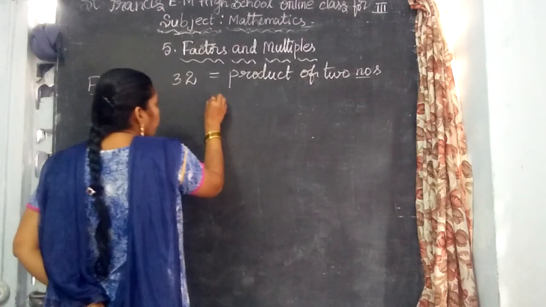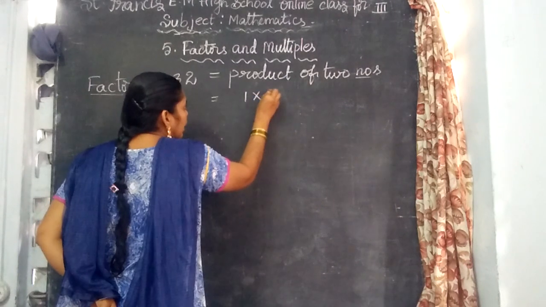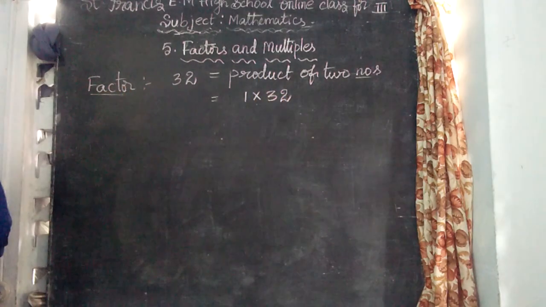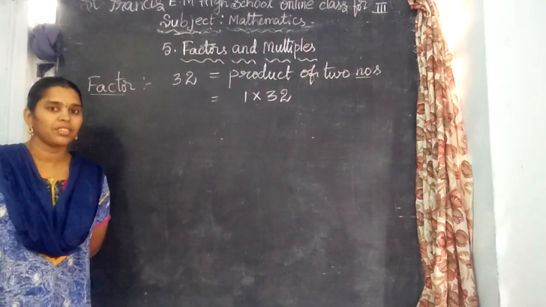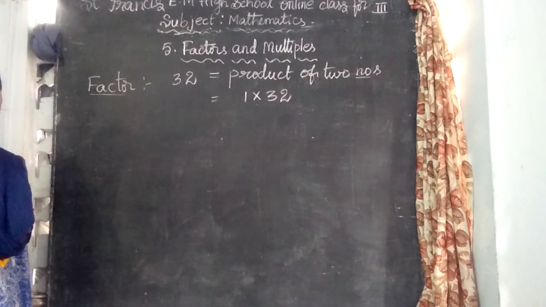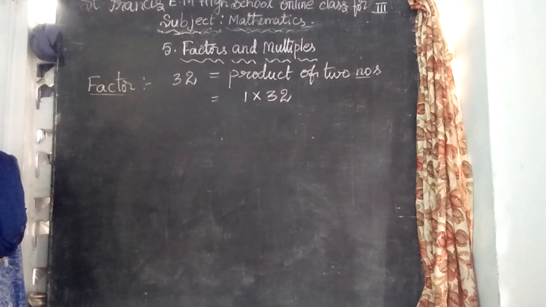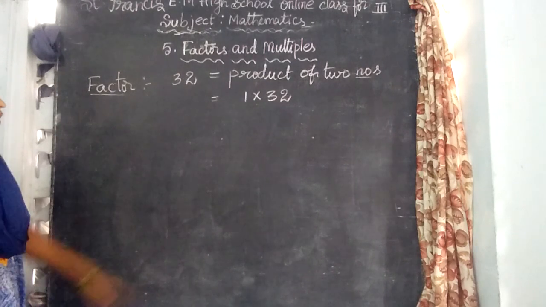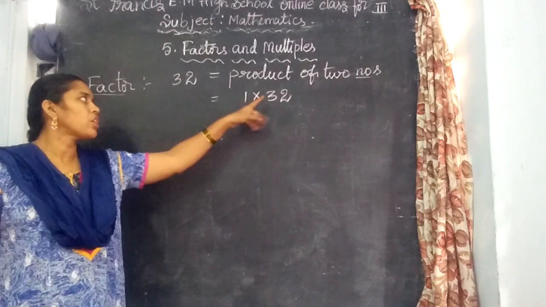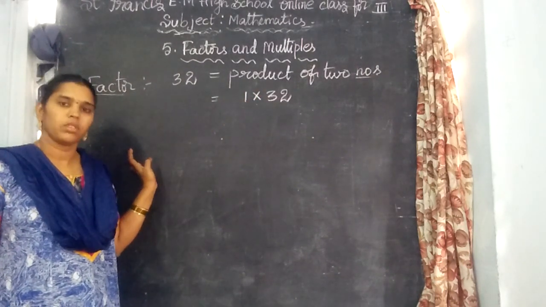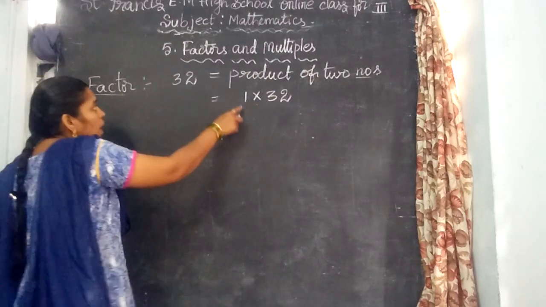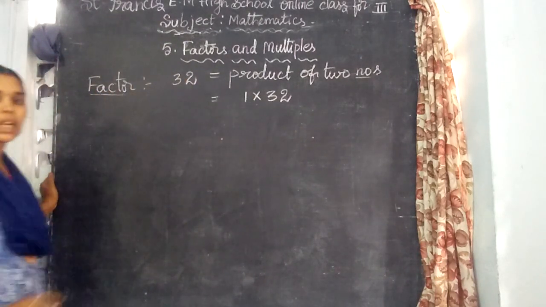You know that 1 into 32 is 32. If you divide 32 by 1, the remainder is 0, so it is exactly divisible. 32 is exactly divisible by 1. Same way, 32 is also divisible by 32. In that case also the remainder is 0. So 1 and 32 are the factors of 32.